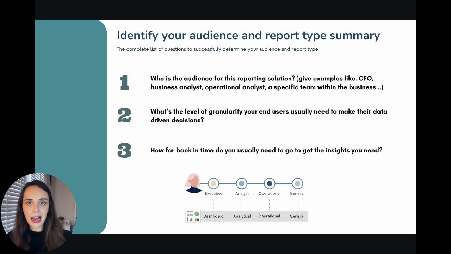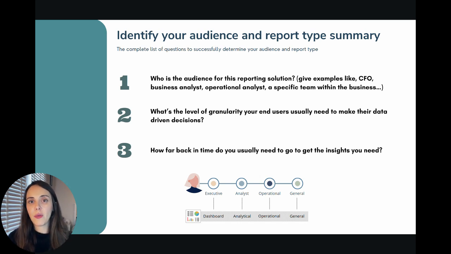The second question you should ask is what's the level of granularity your end users usually need to make their data-driven decisions? Again, a very good question that will allow you to understand if the type of persona matches the type of report for that persona, because sometimes they don't match. And sometimes an executive will just say, I want to see a table, but what you need to do is try and understand if he or she really does need to look at a table, because once more, people always know what they want, but very often they don't know what they need. So sometimes they need something different from what they want, and that's your job to figure out and give them the best solution possible based on your findings.